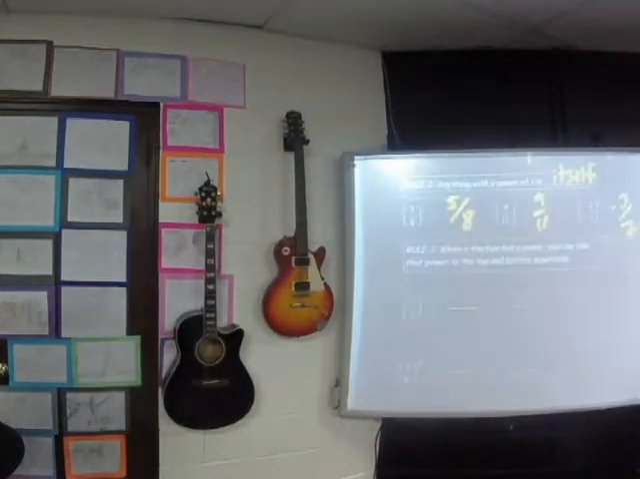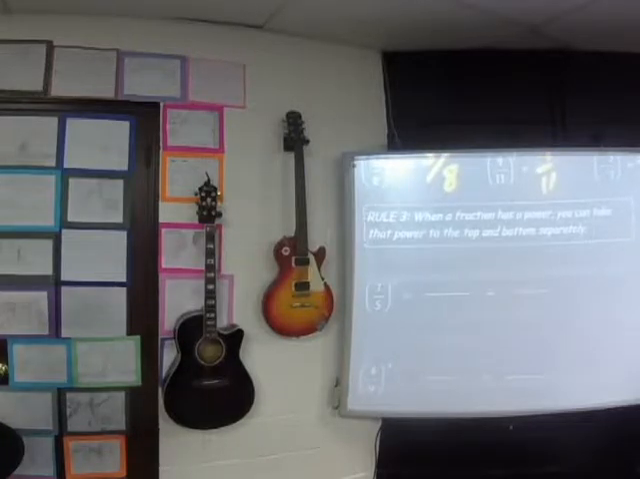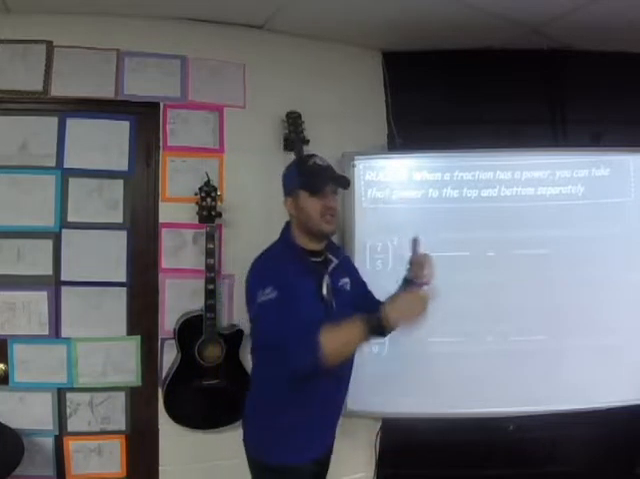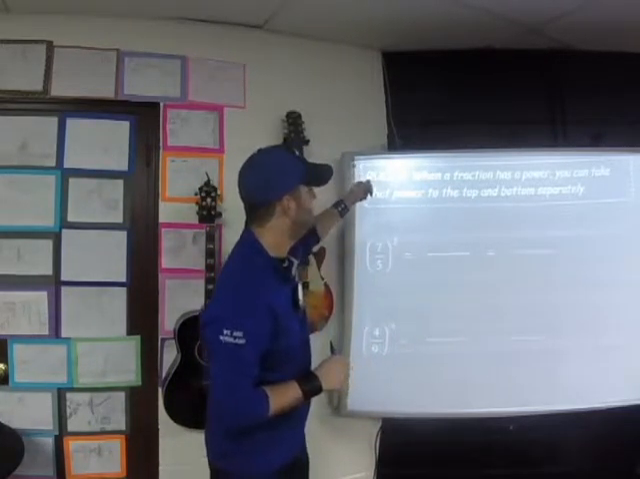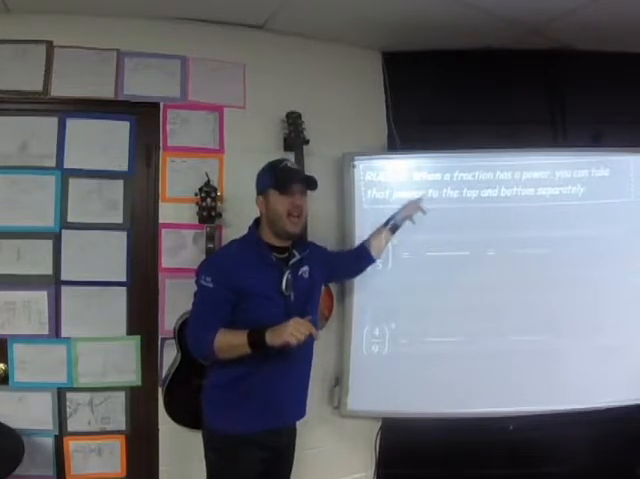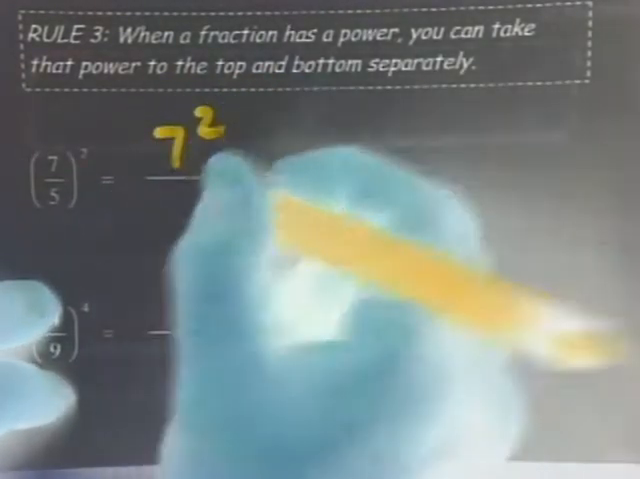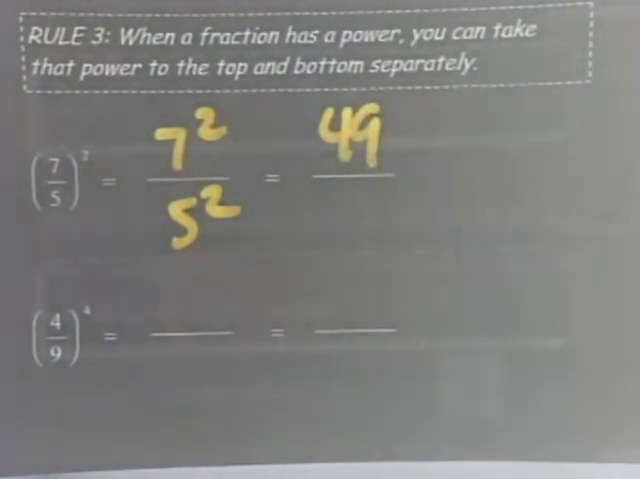Now let's look at what happens when you take a fraction to something that's not a 0 or a 1. We're going to start out with a 2. Fractions have a numerator and denominator. When you take a fraction to a power, you can take the power to the top and the power to the bottom. So we've got 7/5 squared. It's the same as 7 squared over 5 squared. You can do that without a calculator. What's 7 squared? 49.